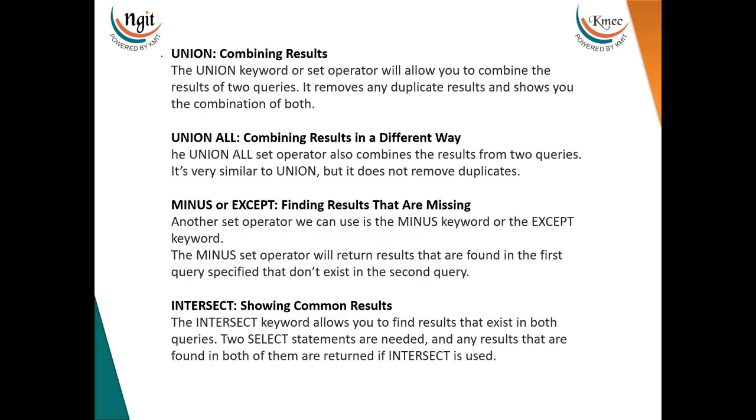So here we have the definition for union. The union keyword or set operator will allow you to combine the results of two queries, and it removes any duplicate results and shows you the combination of both. So what do you mean by this?